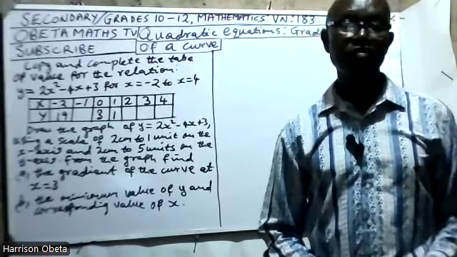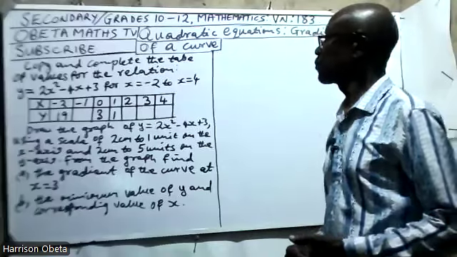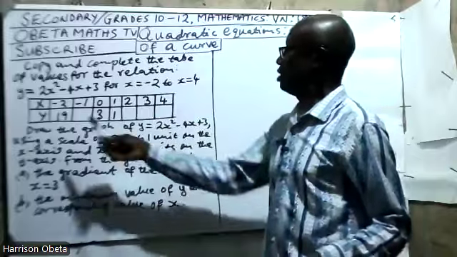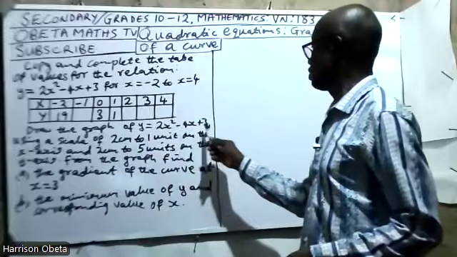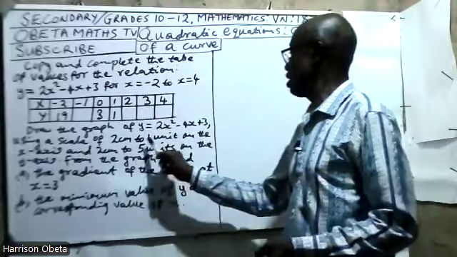Copy and complete the table of values for the relation y equal to 2x squared minus 4x plus 3 for x equal to minus 2 to x equal to 4. We have the table here. We have to draw the graph of y equal to this using a scale of 2 cm to 1 unit on the x-axis and 2 cm to 5 units on the y-axis.